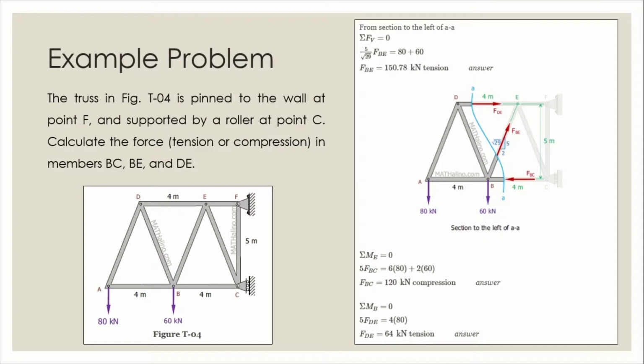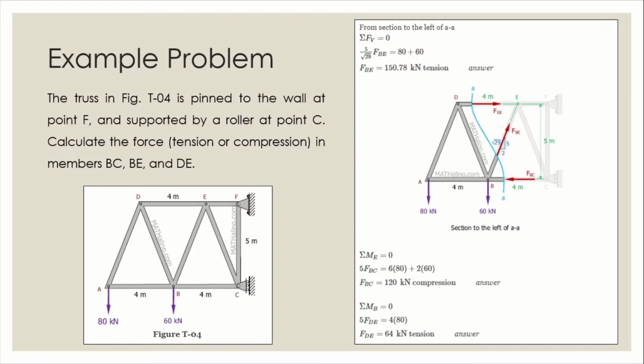The summation of forces at B equals 0. 5 over square root of 29 multiplied by force at BE equals 80 plus 60. Force at BE equals 150.78 kilonewton in tension.